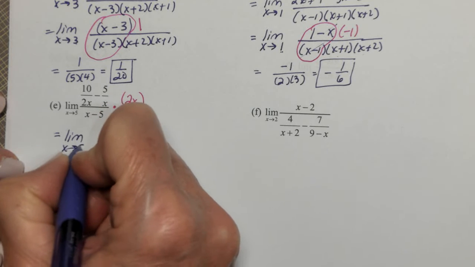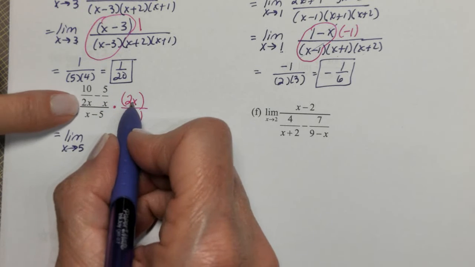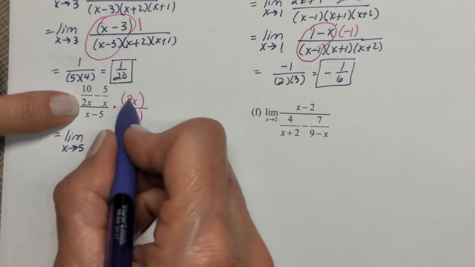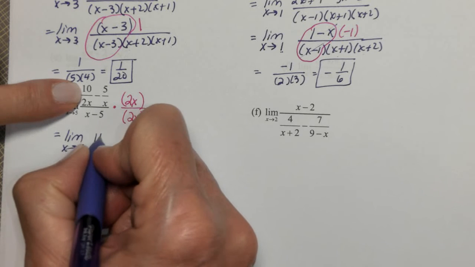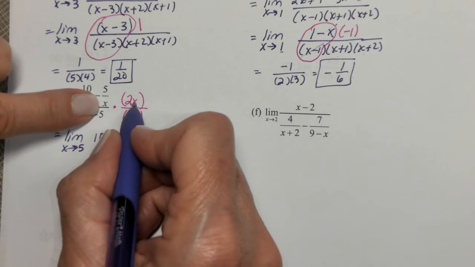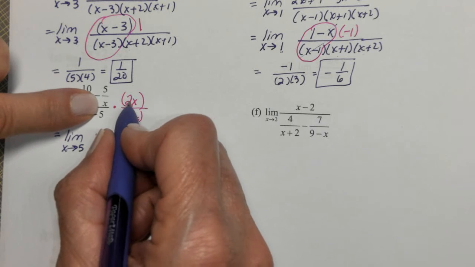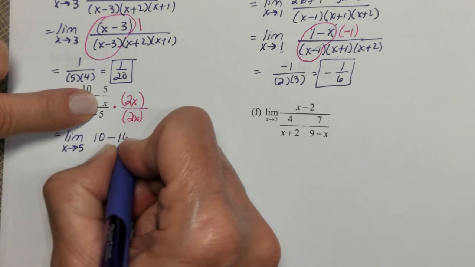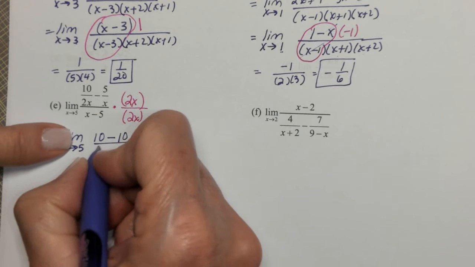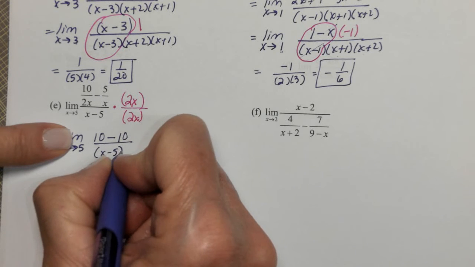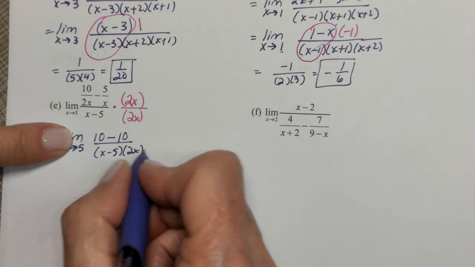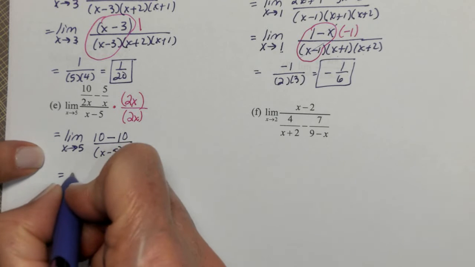Rewrite our limit. Here the 2x's cancel. Left with just the 10. Minus, here the x's cancel. I'm left with 2 times 5, which is 10. And on the bottom we have this. How does that reduce?